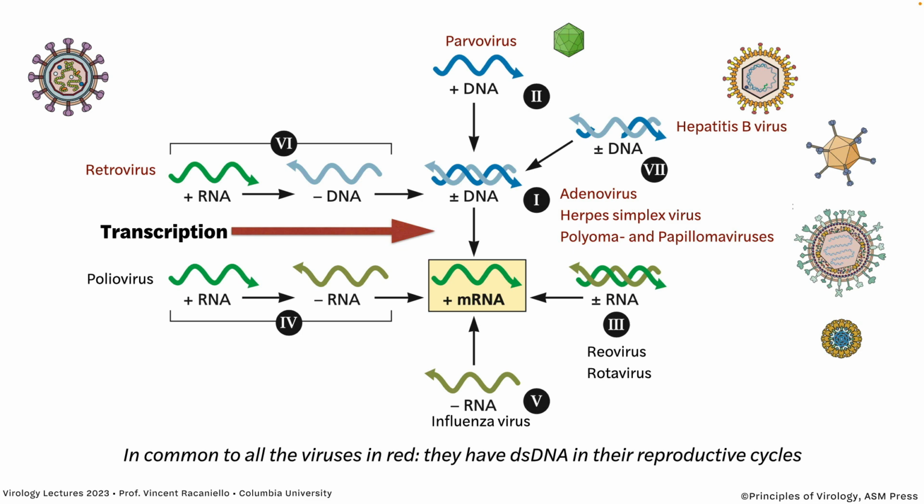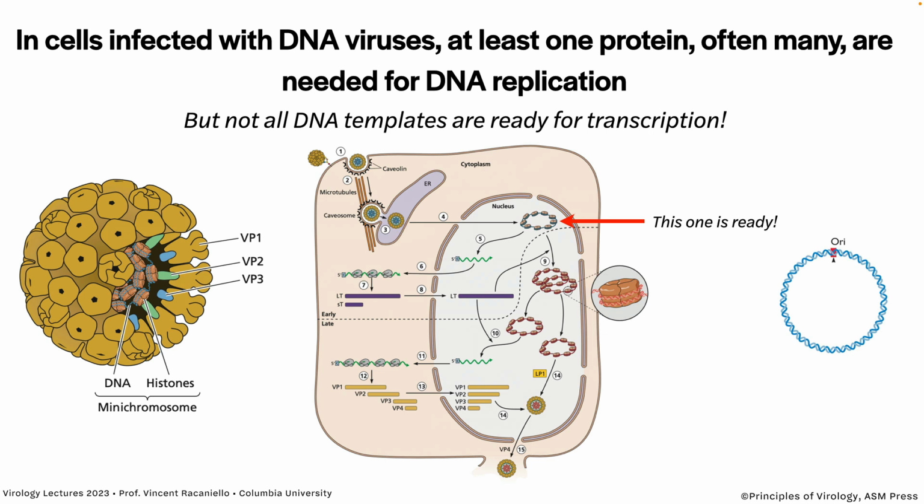Now, the key fact for you to remember is that in cells infected with DNA viruses, at least one protein, sometimes many, are needed to get DNA replication. Remember, the DNA viruses have to replicate their genome. Last time we talked about how that happens for RNA viruses. Today, DNA viruses. You have to make at least one viral protein to get viral DNA replication going. Therefore, you have to transcribe first before you can do DNA replication.